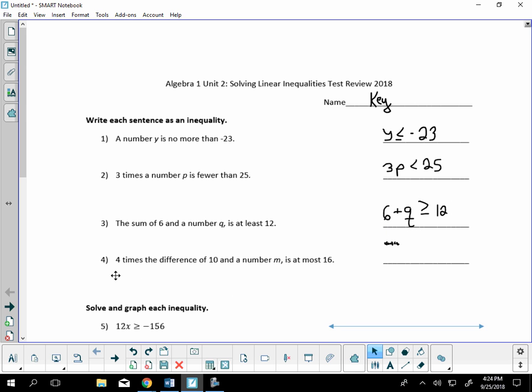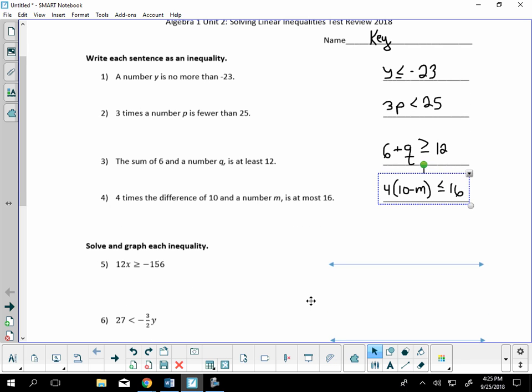Number 4, I think the hardest part there is 4 times the difference of 10 and a number m. So you have to subtract and then multiply that by 4, times that difference is at most 16. So if it's at most 16, that's as big as it can be. It can be smaller. All right, on these ones, we're going to be solving them.